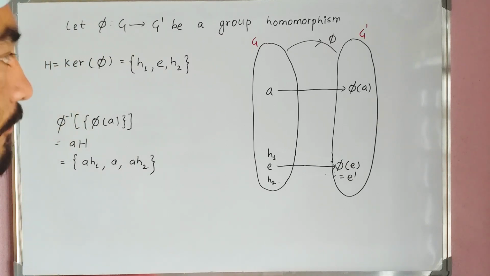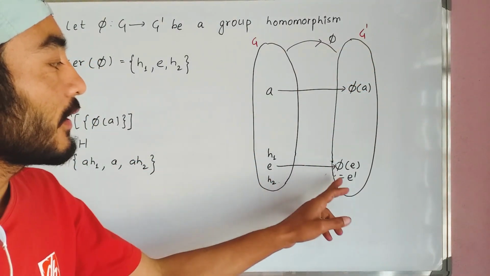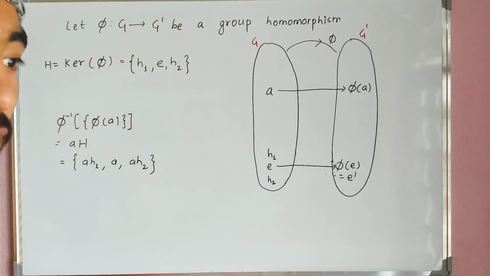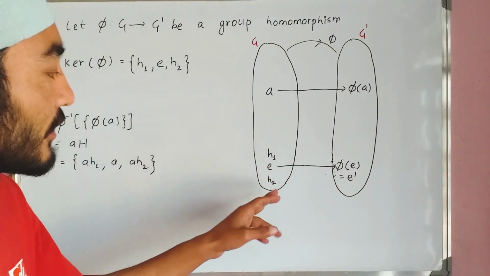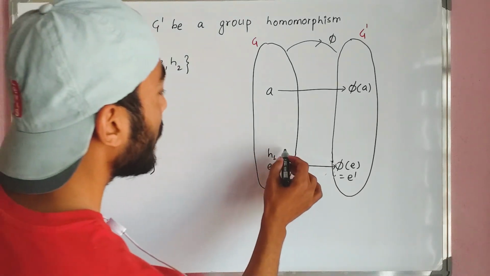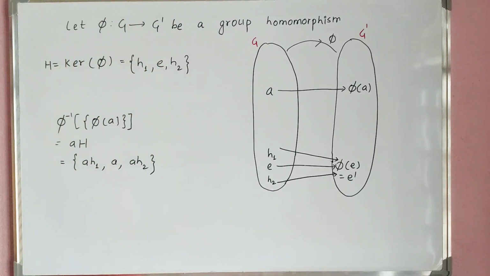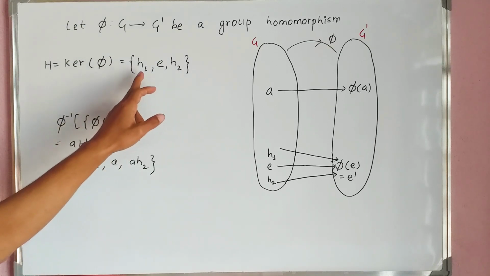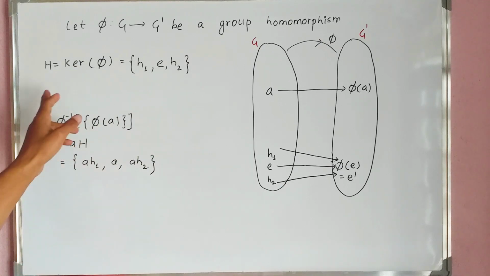By group homomorphism, the identity element of G must map to the identity element of G'. So the image of e is e', which equals φ(e). Let us suppose the other elements of G that have image φ(e) are h1 and h2. That means suppose h1 and h2 also map to φ(e). Then in this case H, that is the kernel of φ, becomes {h1, e, h2}. These elements are the kernel of φ.